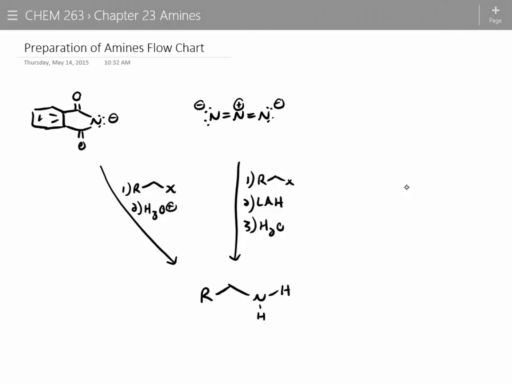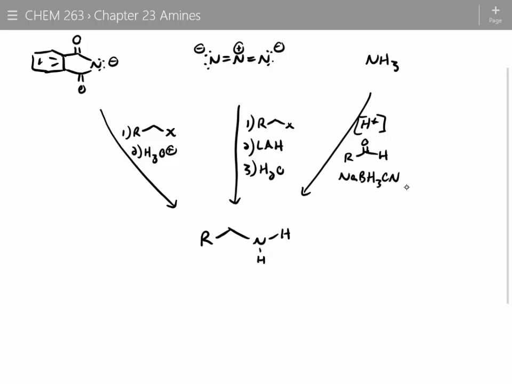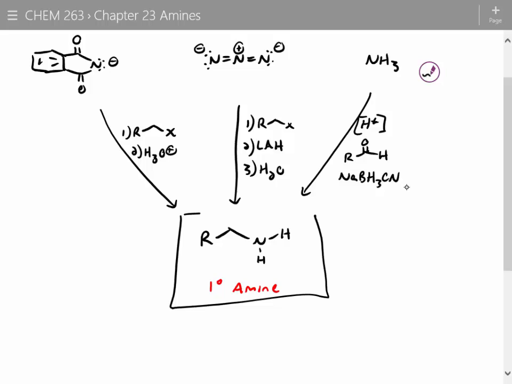And then the last one we had that we just learned today was you could take ammonia. You could react this with H+, followed by an aldehyde and sodium borohydride. And you can get to a primary amine. So we've got 3 routes at our disposal through which we can make a primary amine.